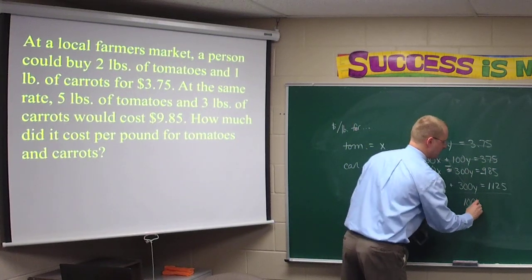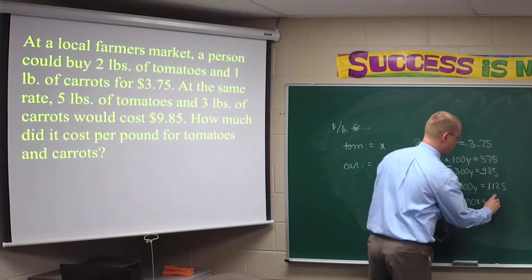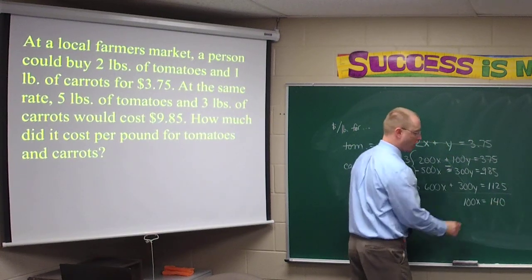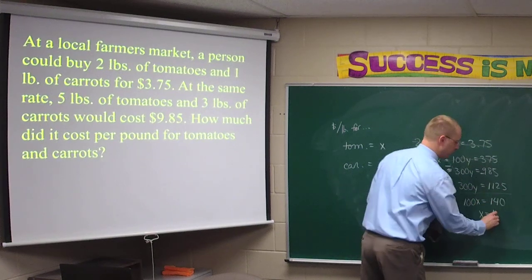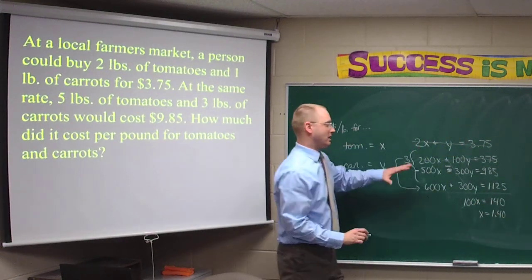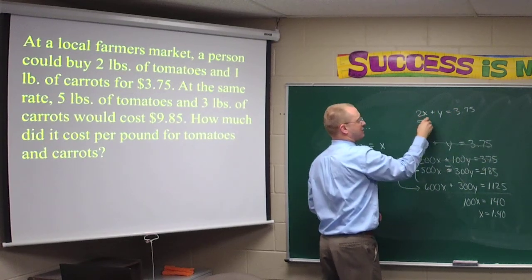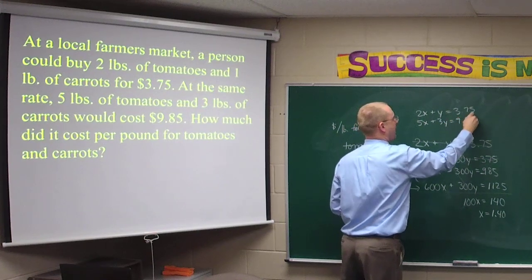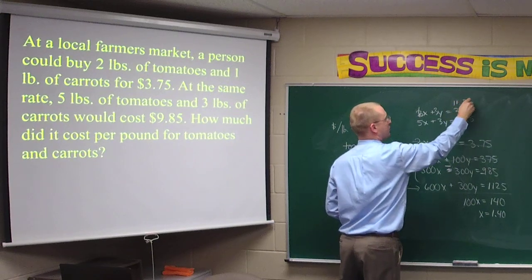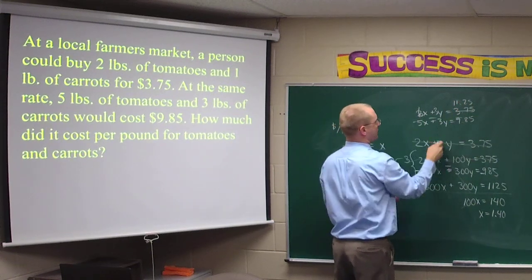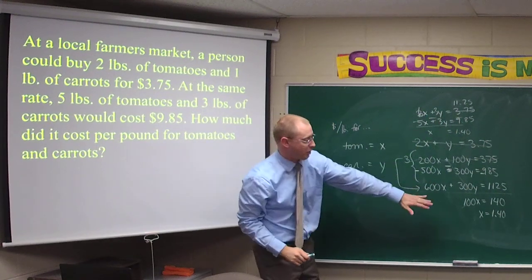100x is equal to 140. And when you divide by 100, all you're doing is moving the decimal back 2 places again. So x equals, class, $1.40. Again, you could have just said 2x plus y equals 3.75, 5x plus 3y equals 9.85. Multiply the 3 to get a 6, 3, and 11.25, right? When you put the negatives through, you end up getting a single x equals $1.40. So nothing wrong with working with the decimals. Also nothing wrong with knocking it out.